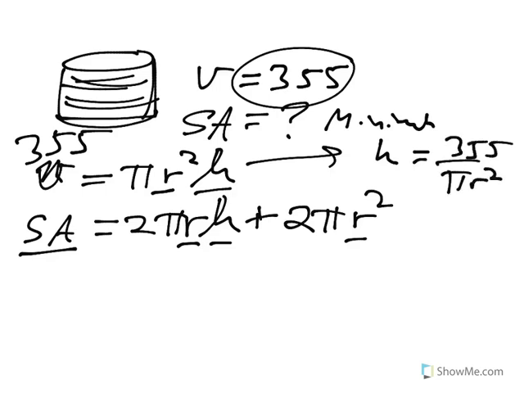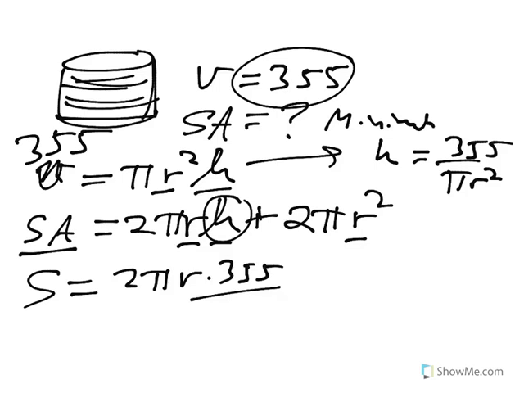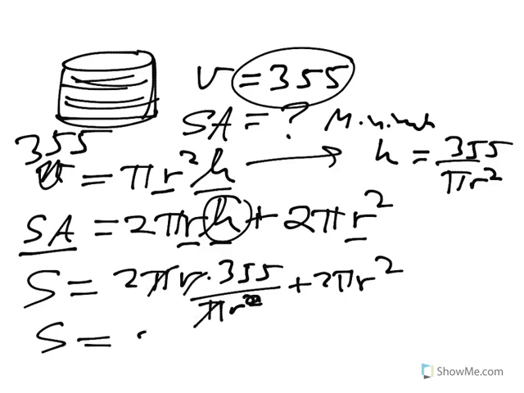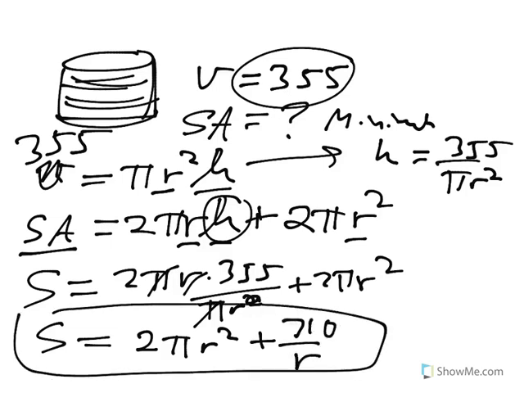I could have also solved for r in terms of h, but since there's only one h here, it's better. Just call this s. S equals 2 pi r times 355 over pi r squared plus 2 pi r squared. I can do some canceling. The pi's cancel, one of the r's cancel. I end up with 2 pi r squared plus 710 over r. That's my equation.